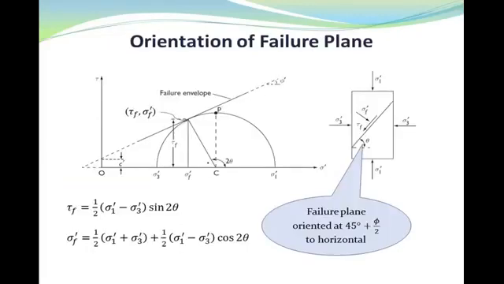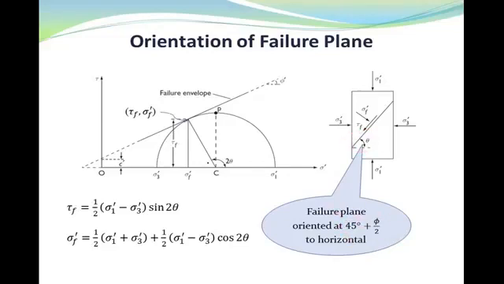And finally, the last slide is about the orientation of the failure plane. As you can see here, the orientation of the failure plane in a soil element which fails due to the combination of shear stress and normal stress can be calculated as a function of the friction angle. It is equal to 45 degrees plus phi/2.